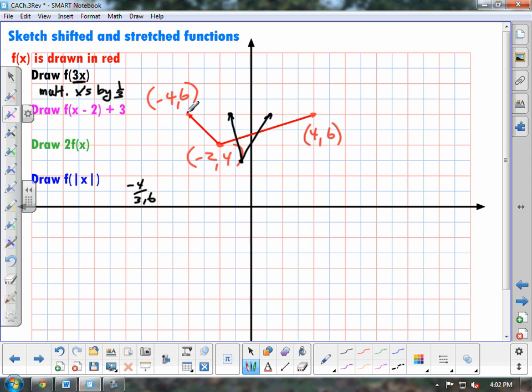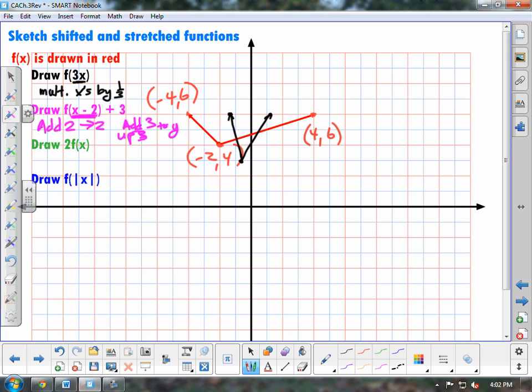Now, looking at our second one. Here we have f of x minus 2 plus 3. So again, the thing with the x, because this is plus or minus, is going to shift it. And because it's minus 2, it's the inverse thing that happens when it's with the x or with the variable. And so that is going to add 2 to our x's or move to the right 2. And then the plus 3 is going to add 3 to y or move it up 3.